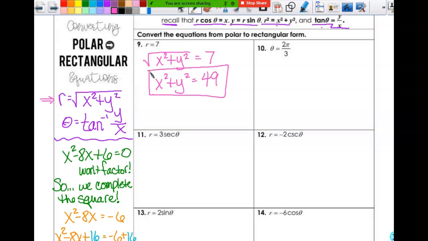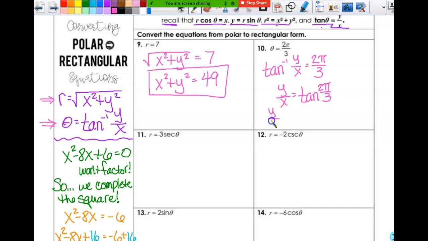Then we look at number 10. Theta equals 2 pi thirds. Well, I know that theta is the tangent inverse of y over x. So tangent inverse of y over x equals 2 pi thirds. I need to get the y and the x by itself, so the opposite of the tangent inverse is the tangent. So if I take the tangent of both sides, I will end up with y over x equals the tangent of 2 pi thirds.